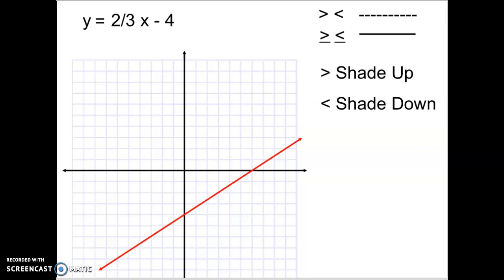All right, this video is all about how to graph an inequality on a graph. To get started, we are going to first start with something you already know how to do. If we had y equals 2/3 x minus 4, you know that you would start right here at -4. That's our y-intercept. And then you know that this is our slope, 2/3.